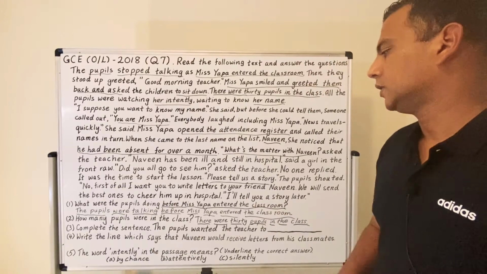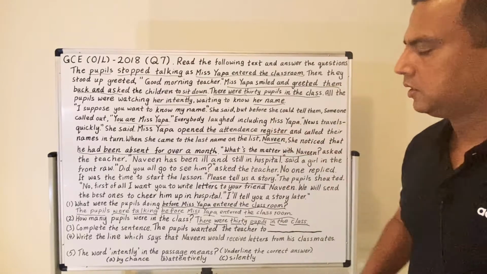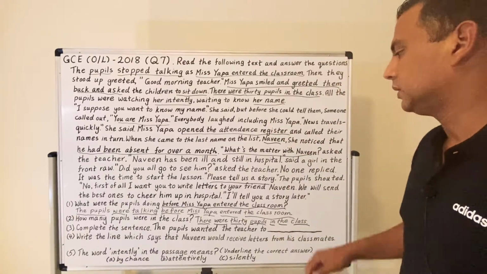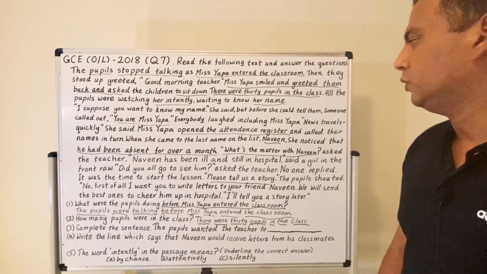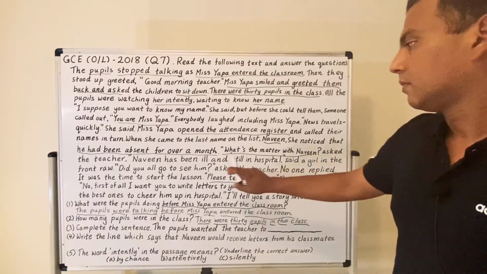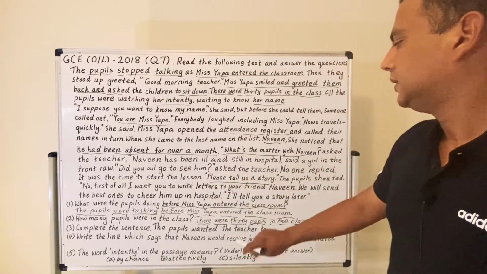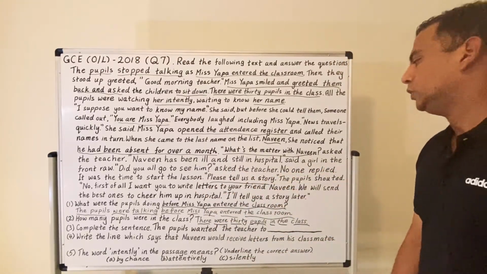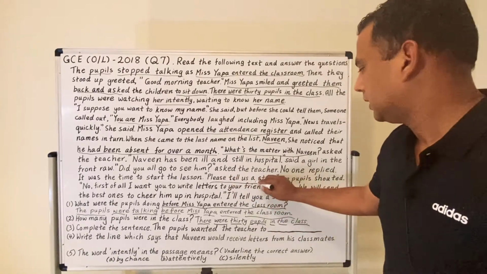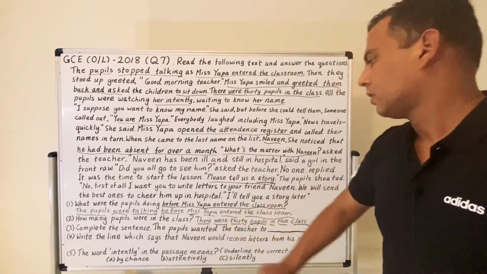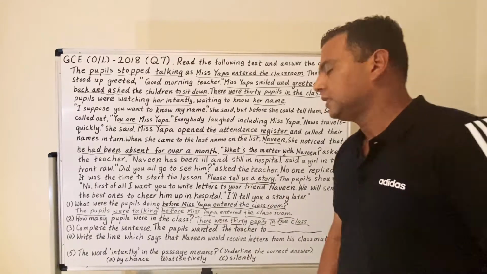In the third question, they expect us to complete a sentence. So they have given half of the sentence, and from the knowledge that we gather from this passage, we'll have to complete the sentence. The pupils wanted the teacher to do what? So let's see where we would find that. At the point where it said that it was the time to start the lesson, what did the pupils say to the teacher? They said, please tell us a story. Okay, tell us a story. So the pupils wanted the teacher to do what? Pupils wanted the teacher to tell them a story.